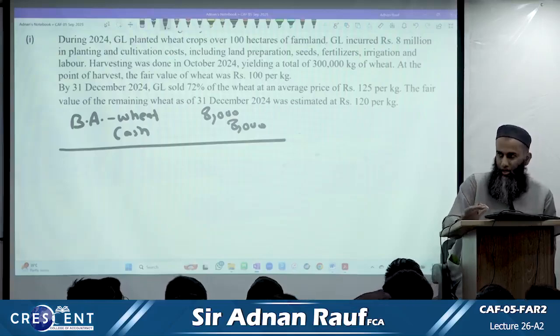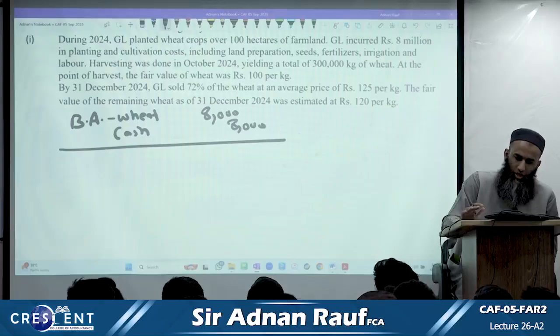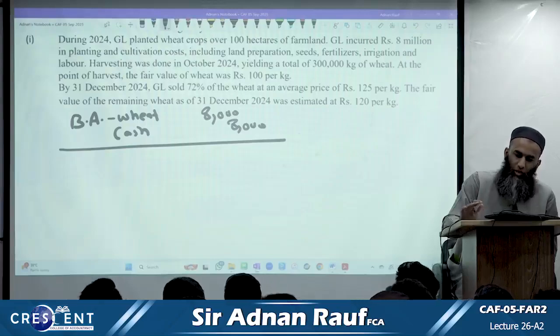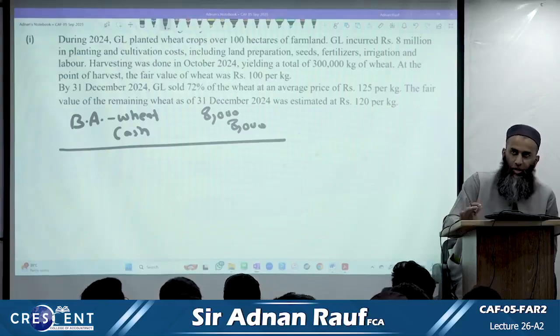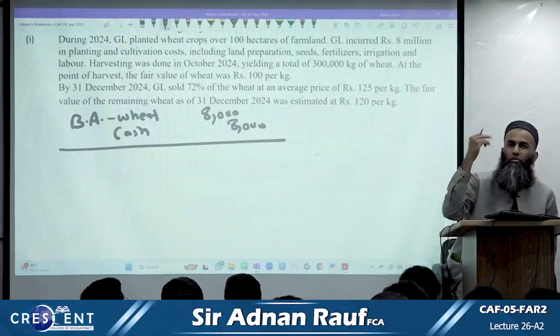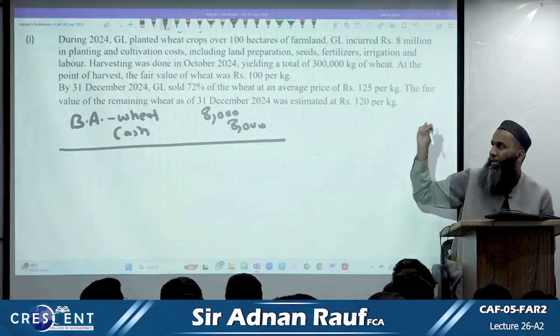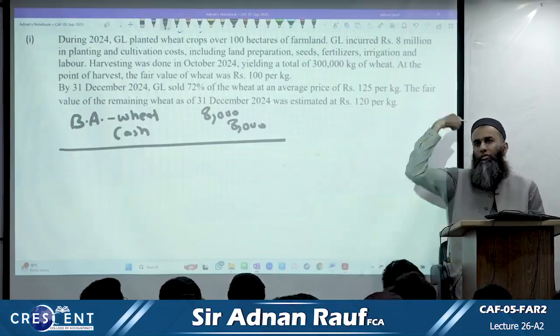The harvesting has been done, yielding a total of 3 lakh kilos of wheat, and at the point of harvest the fair value was 100 per kilogram. Nothing else was to be done. All the students had to make these entries correct. Whether they made the first entry or not, everyone should have made the second entry correct.